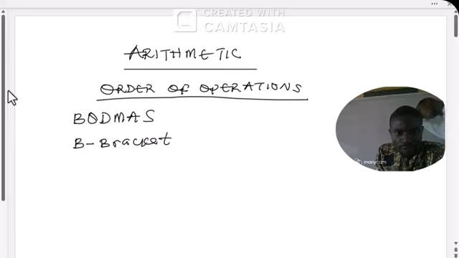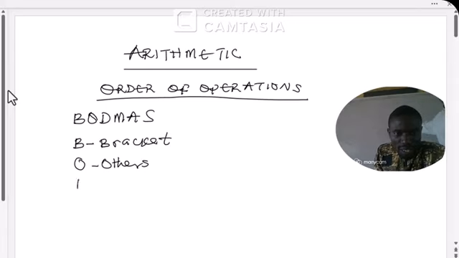So you check the arithmetic, and if there's a bracket, you deal with that one first. Then O means orders. So other operations apart from division, multiplication, addition, and subtraction, all other operations are under O, orders.